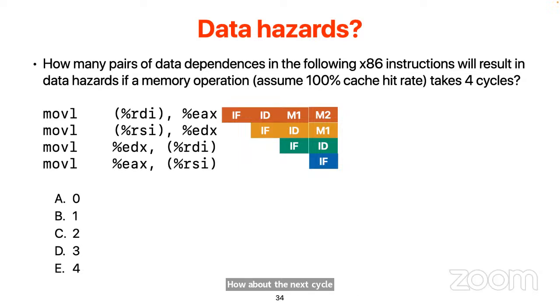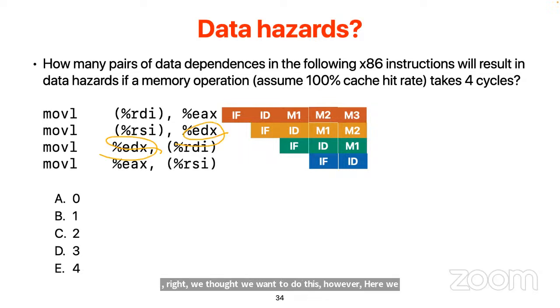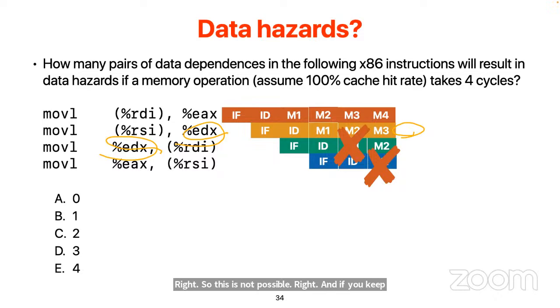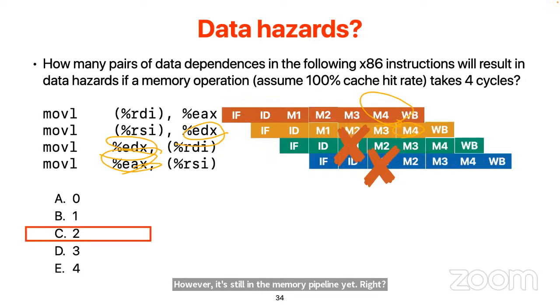I have a problem because the third instruction depends on the second, right? So now we thought we want to do this. However, here we want the EDX. However, the EDX can only be ready after this instruction finishes execution, right? So this is not possible. And if you keep going, you will figure out that this one is also not possible because here I want the value of EAX. However, it's still in the memory pipeline, right? So 2 of the data dependencies will indeed become data hazards.